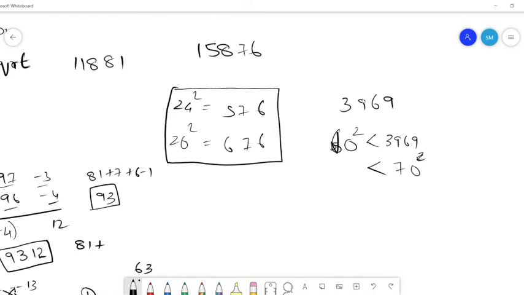Correct. 63, because even if you pick the first 2 digits, 39, we can say that 6 square is 36 and 7 square is 49. So it is close to 39. It is closer to 36 than 49. So it has to be 63.